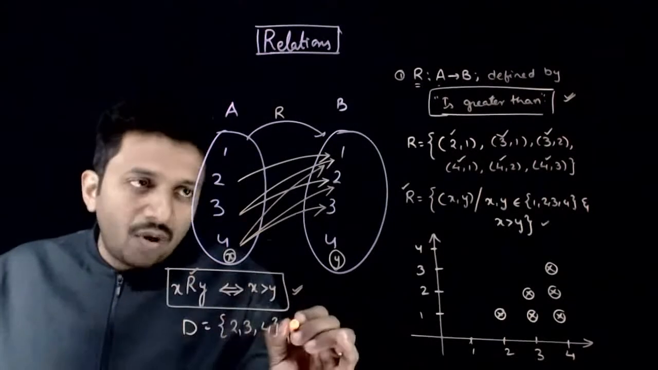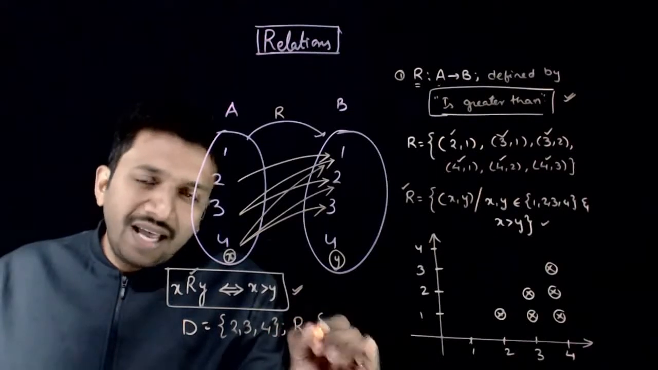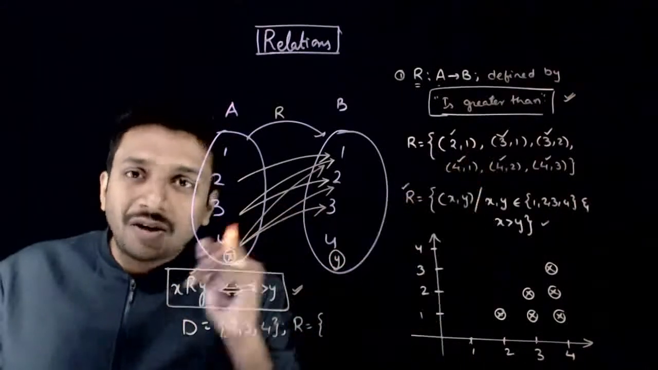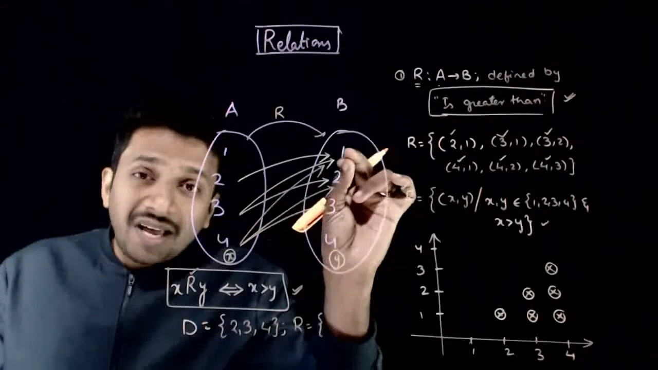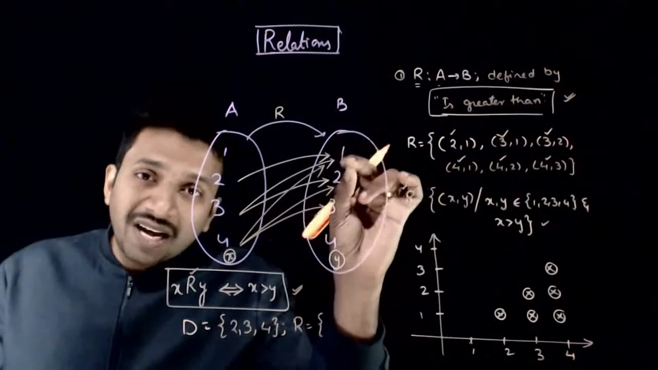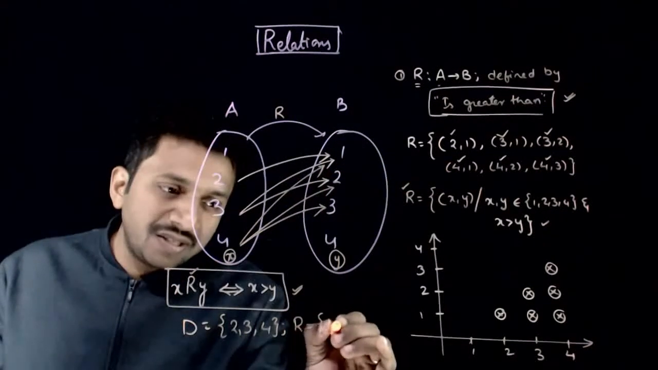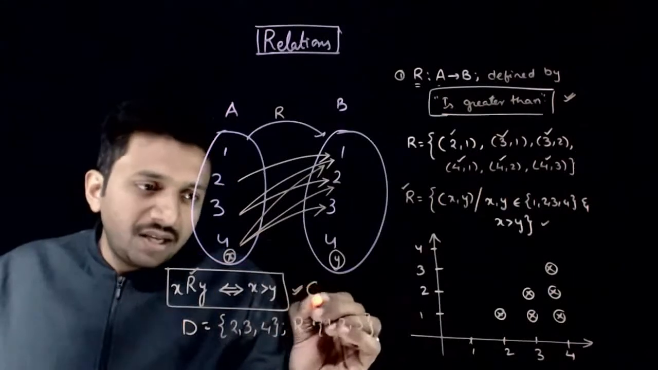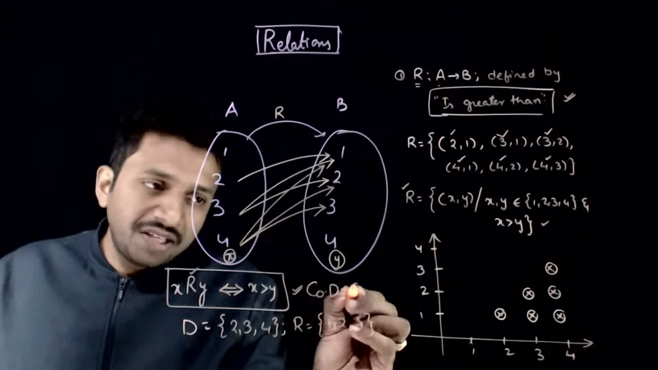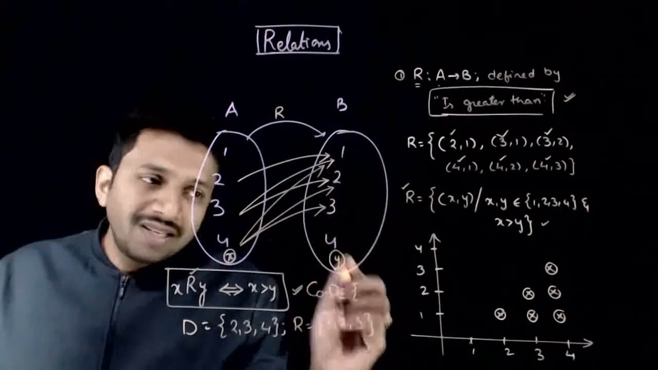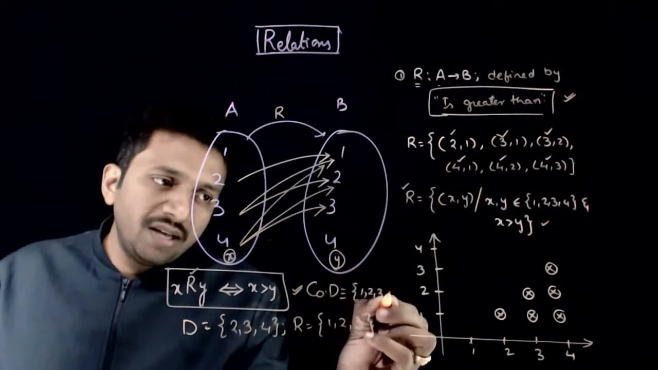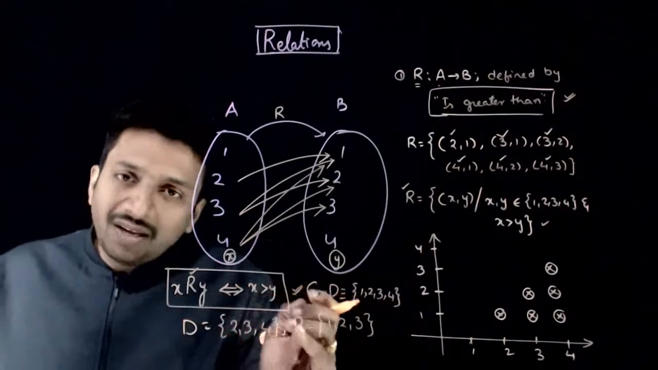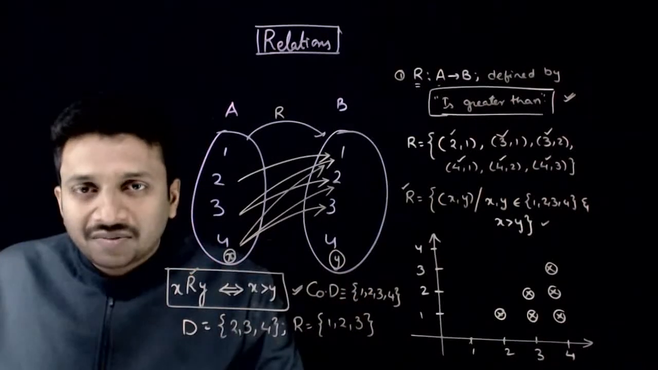Right? And what is the range of this relation? The range is nothing but the set of the second elements of all the ordered pairs. It is the elements in the second set which are connected to the first set. So the range of this relation will be 1, 2, 3. And what is the codomain of this relation? Codomain is nothing but the whole second set, that is 1, 2, 3 and 4. So I hope you have understood what domain, range and codomain of the relation are.